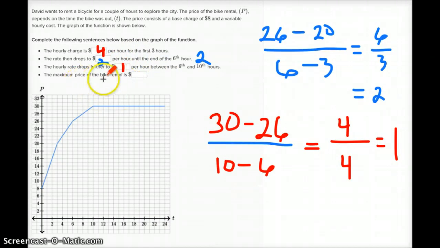And then the maximum price of the bike rental, and that's just looking over here. Now that we have a flat line, the price is going to stay constant, and so that's the highest point on the graph. We'll follow this over to 30, so we see that the maximum price is going to be 30. And that's how we do that.